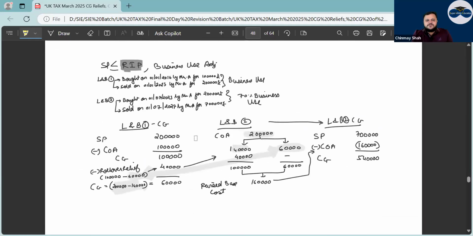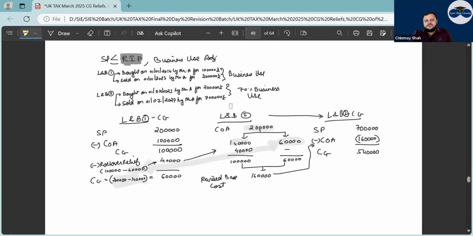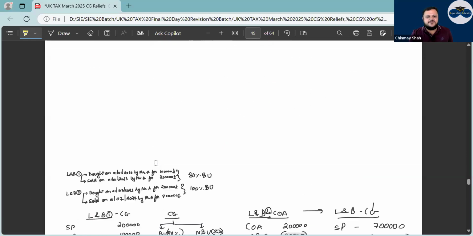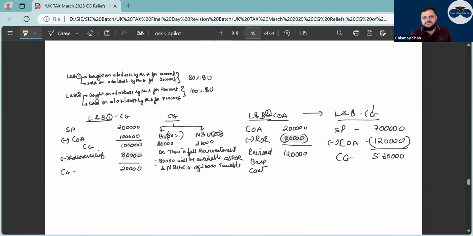If there is full reinvestment, or if, let's say, only 70% of the asset is business use, then you will make two parts of this, right? And you will have rollover relief only on the part that is applicable, correct? From the 100,000, you will deduct the non-business part, and only 40,000 will be allowable. But I have not seen this asked a lot of times in the exam, correct?